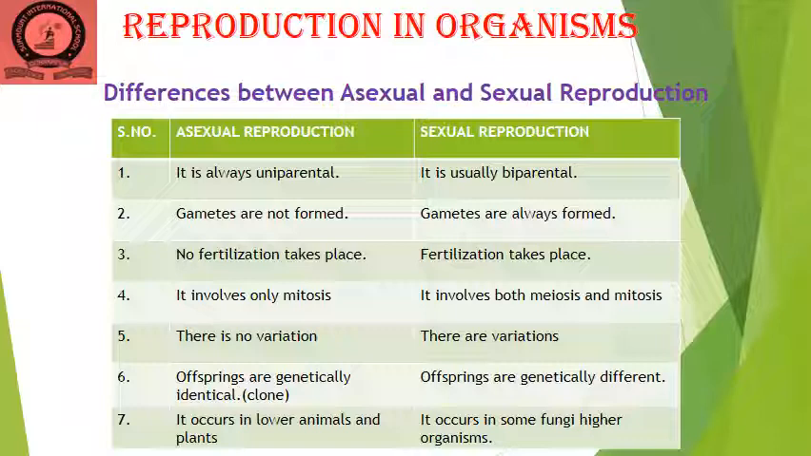Offspring are genetically identical, which may be called a clone, in asexual reproduction, whereas in sexual reproduction offspring are genetically different. Generally, most of the lower organisms, plants and animals, prefer asexual reproduction, whereas some fungi as well as all higher plants prefer sexual reproduction.